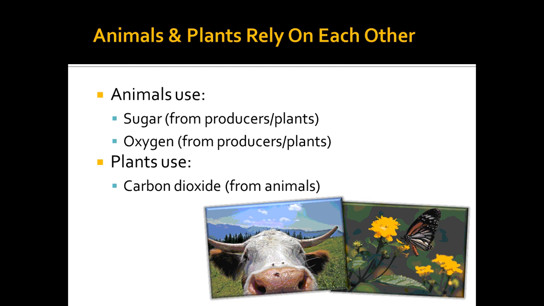Animals and plants rely on each other. So animals, or us humans, we use sugar and oxygen. We get both of those from producers, and we all know that producers are plants. And then the plants use the carbon dioxide that we give off.